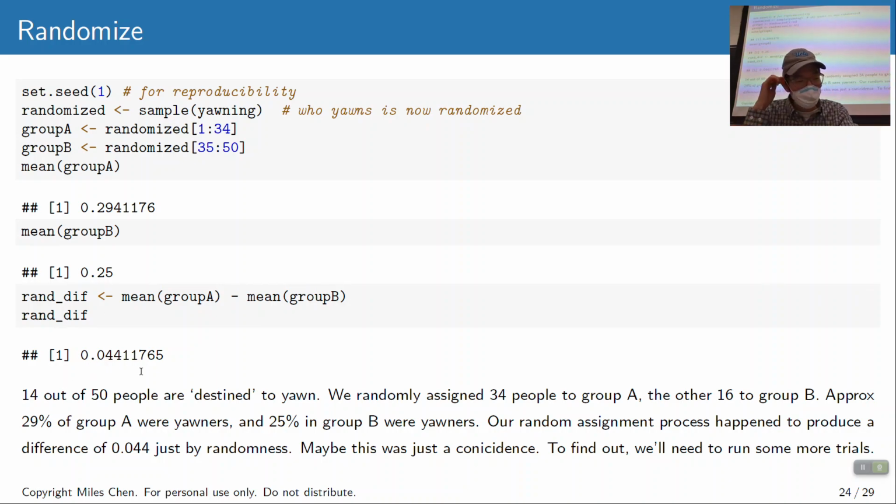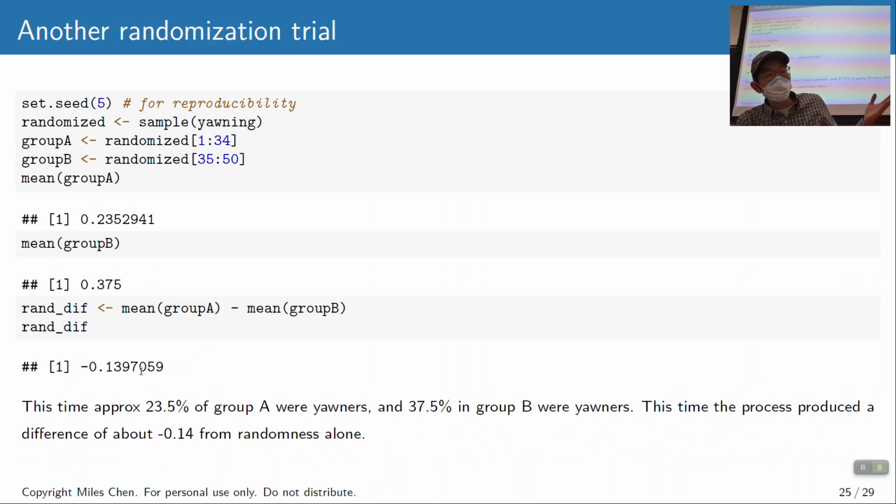So just by coincidence, I get the same results that I had from the original data, but we want to know, okay, is this an unusual thing? Is this just a weird fluke that happened this one time? So we'll just try it again, okay? So here I do set seed 5, and I do this again.